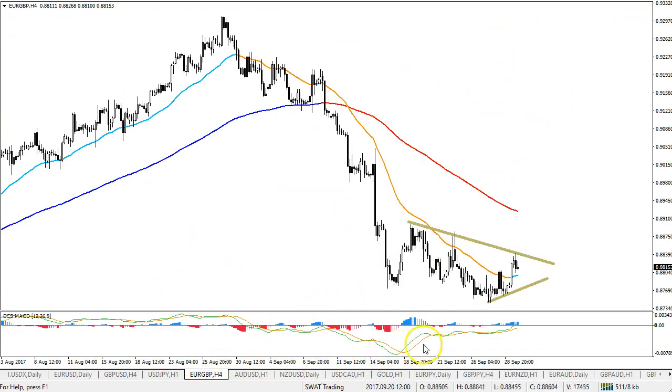Now the euro pound is basically showing some hesitation here in this area. I will be looking at the support and resistance trend lines for a bigger move up or down. I will not be trading it, but it's more for information purposes whether the euro or the pound will be weaker or stronger.